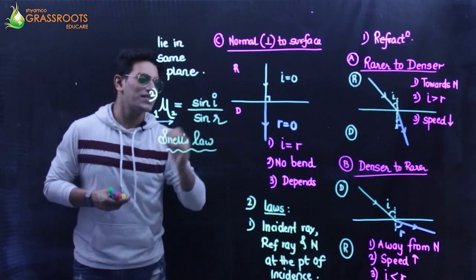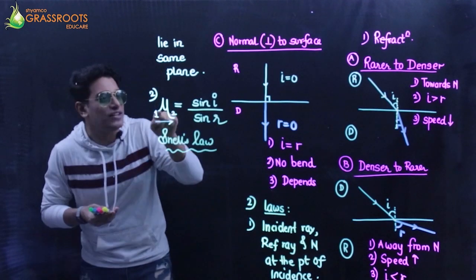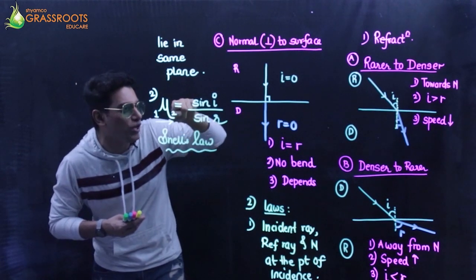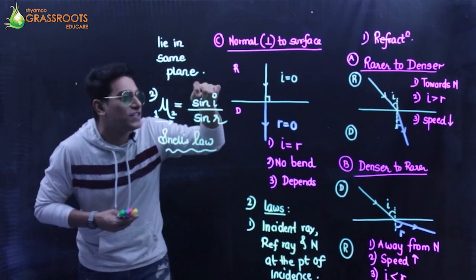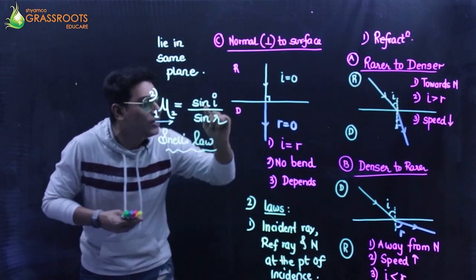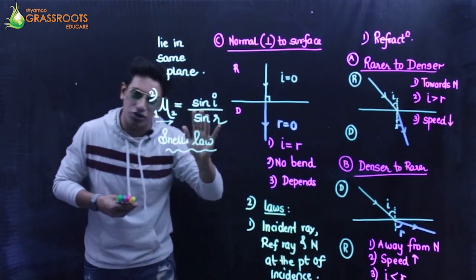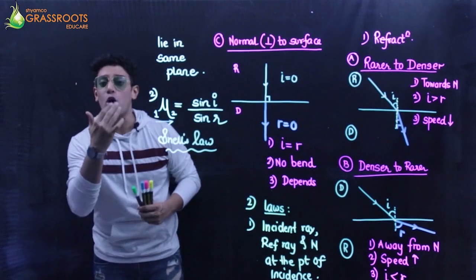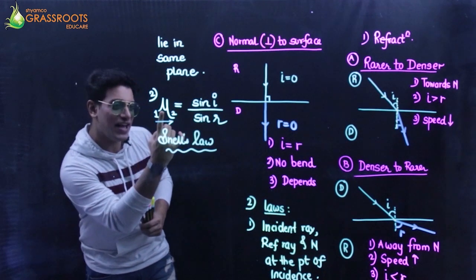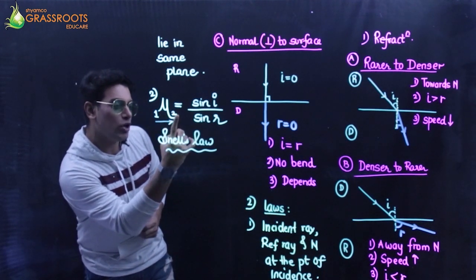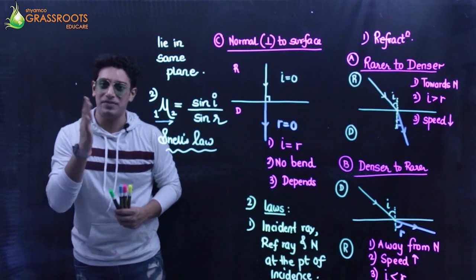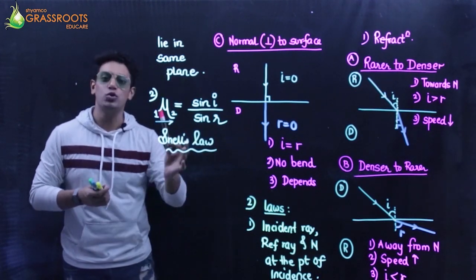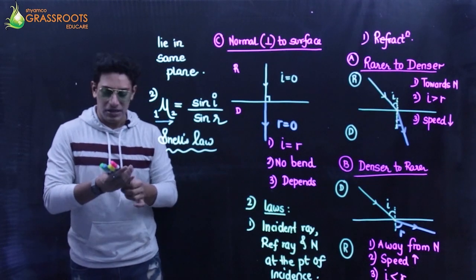Now what does Snell's law state? Snell's law states that the refractive index is equal to the ratio of the sine of angle of incidence to the sine of angle of refraction. And the way it is pronounced is backwards. We call it the refractive index of second medium with respect to the first medium. That's how we pronounce it. So this is Snell's law, and these are my two laws of refraction.